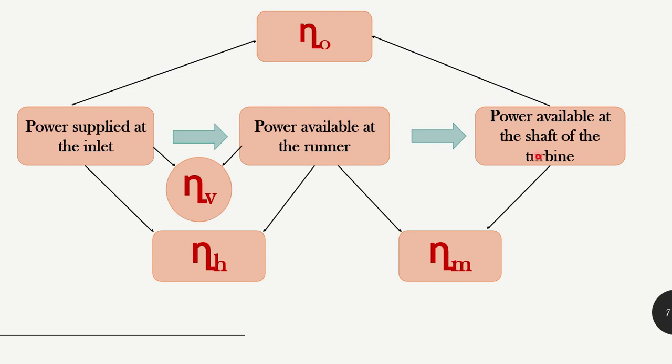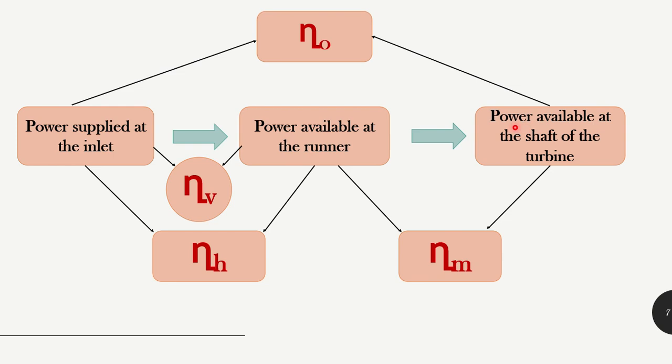Now let's talk about the first efficiency. What was the first efficiency I told you? Hydraulic efficiency. So hydraulic efficiency is the ratio of runner power to water power. So that's what I have given an arrow mark. See here, it's eta H. Hydraulic efficiency is the ratio of runner power to water power. That's the first efficiency. Second efficiency is for the second step. Next is mechanical efficiency, which is the ratio of shaft power to runner power.